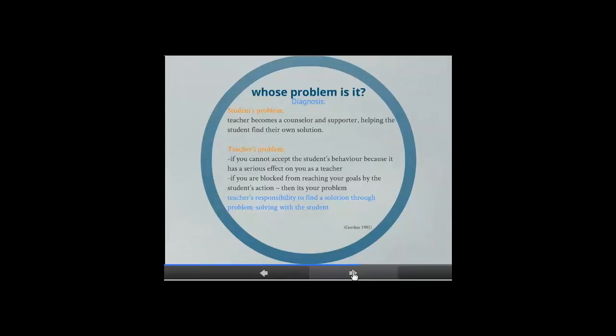The key to good teacher-student relationships is determining why you are troubled by a particular behavior and whose problem it is. If it's the student's problem, the teacher becomes a counselor and supporter, helping the student to find their own solution. However, if you cannot accept a student's behavior because it has a serious effect on you as a teacher, or if you are blocked from reaching your goals by the student's actions, it is your problem, and therefore your responsibility to find a solution through problem solving with the student.